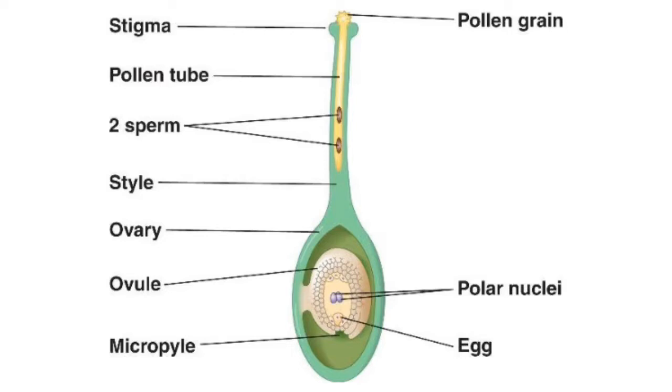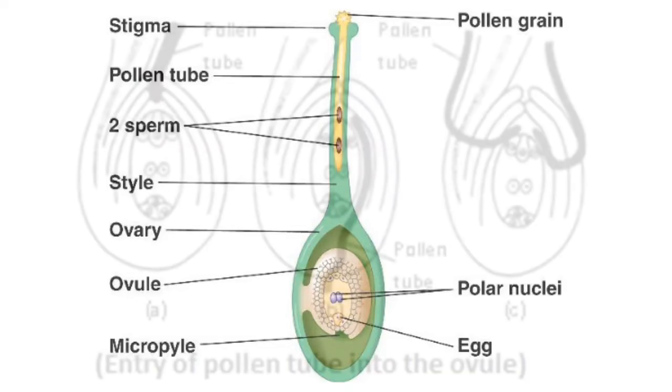In some plants that shed pollen at the two-celled condition, the generative cell, if you remember, divides and forms the two male gametes during the growth of the pollen tube in the stigma. And in plants which shed pollen in the three-celled condition, the pollen carries the two male gametes from the beginning.